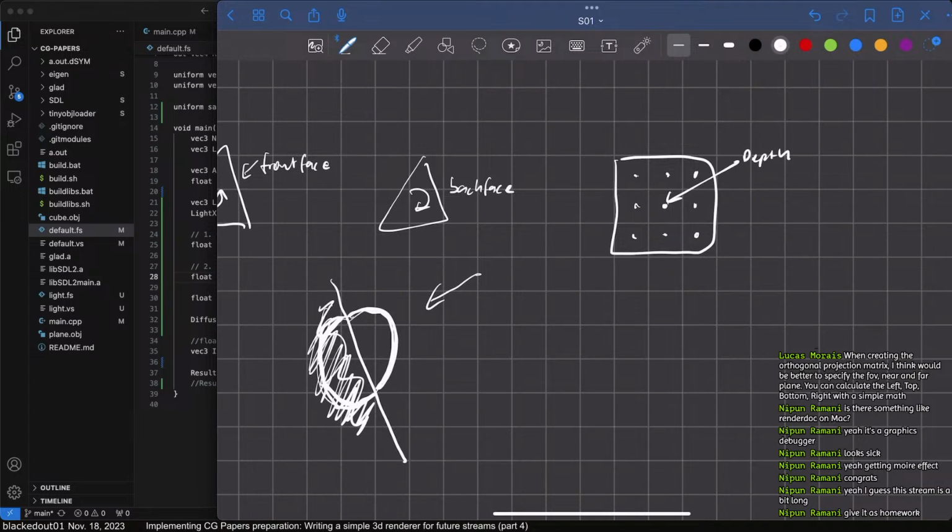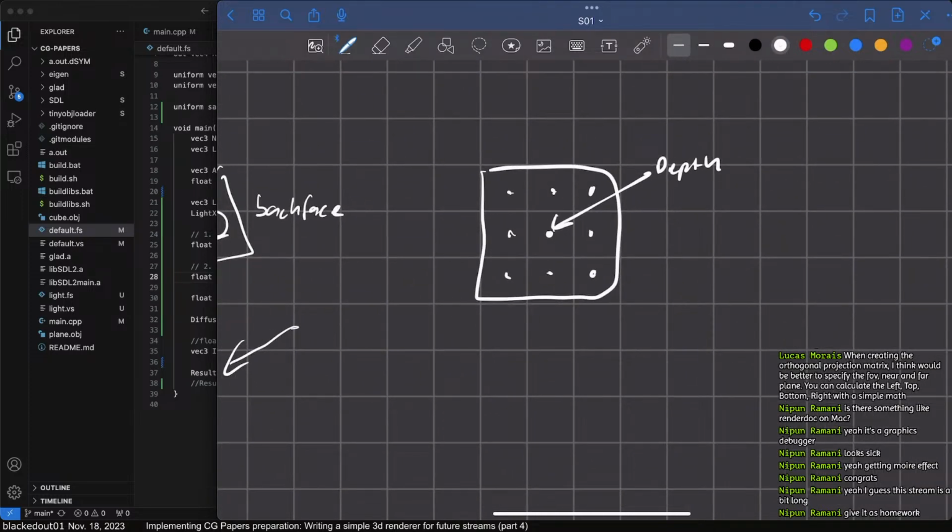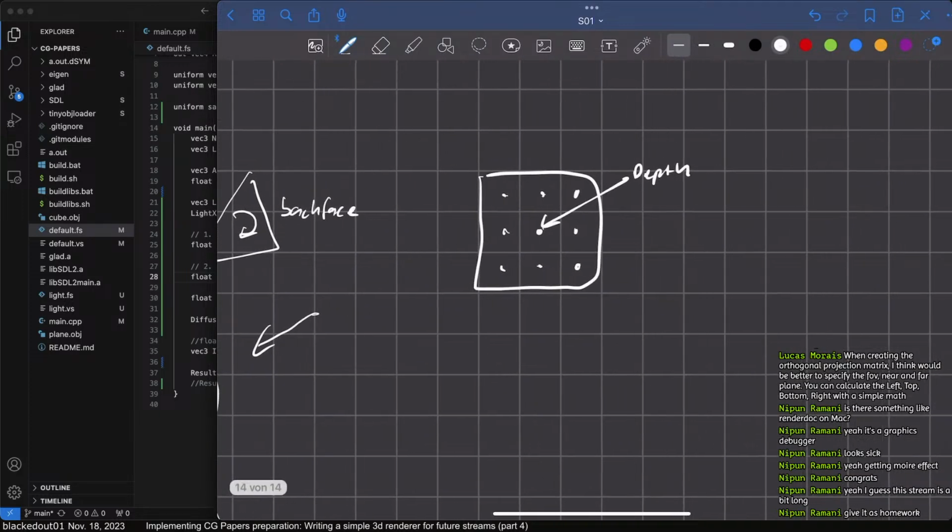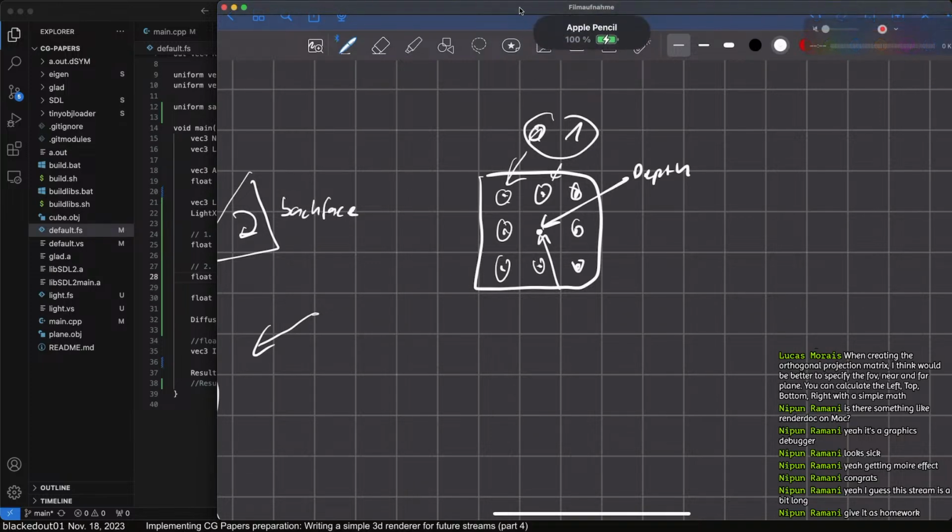And of course, you don't want to average the depths because that makes no sense. But basically, you perform this test for every one of these points here, and then you average the resulting shadow factor. So if this was in shadow, then it would be 0. If this was not in shadow, then it would be 1. And all of these 0s and 1s you average, and this way you get smoother shadows.